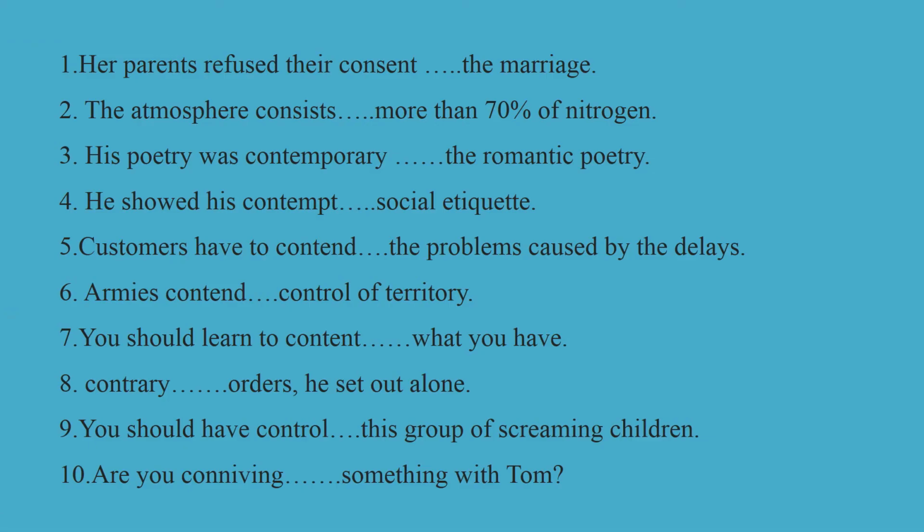Now see, sentence number one: her parents refused their consent dash the marriage. Consent means agreement. Consent to the marriage. Consent always takes the preposition to with it. So, their consent to the marriage. The atmosphere consists of more than 70% of nitrogen. Consists of: this box consists of, this bag consists of, this classroom consists of. So consist always takes of with it.